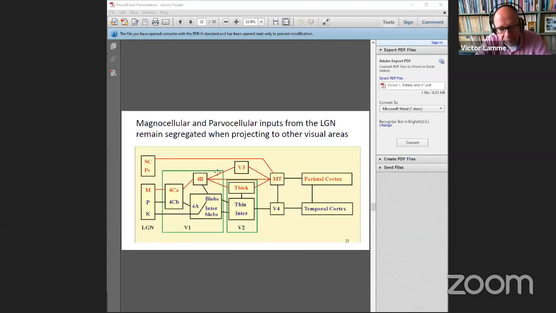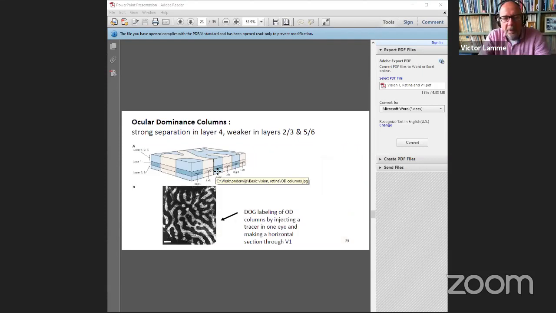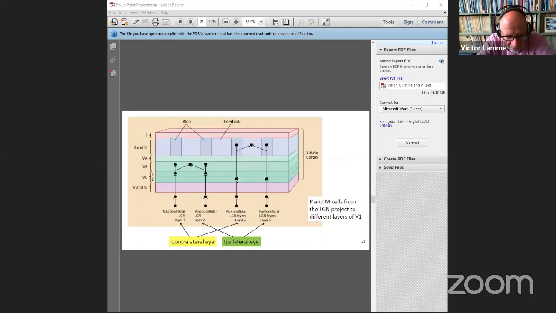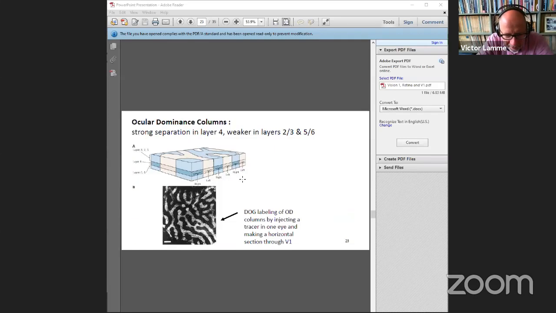So the ocular dominance column is coming from the fact, where do we see that? I guess it's best shown here. It's coming from the fact that each of the two eyes project to different parts of primary visual cortex. This is where the right eye projects to primary visual cortex. This is where the left eye projects to primary visual cortex.